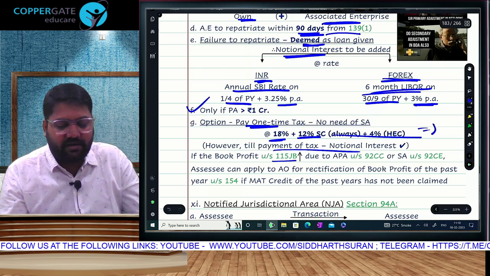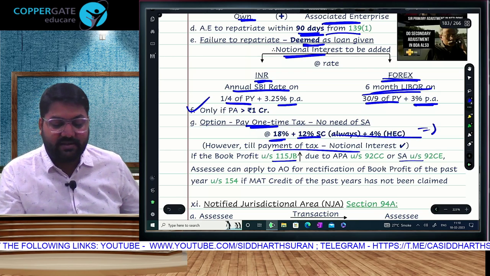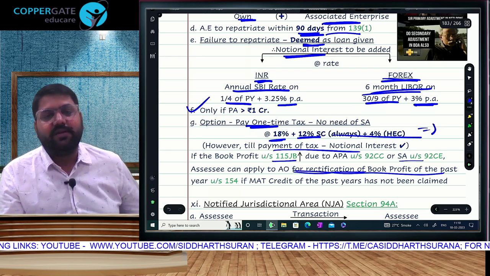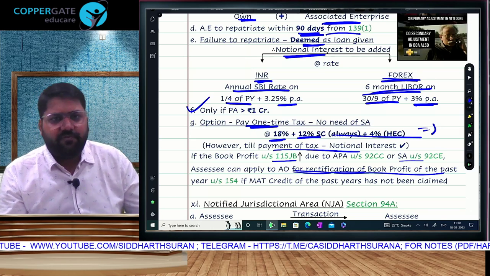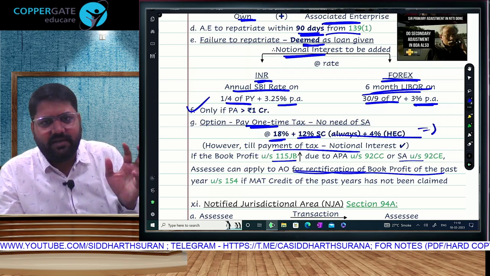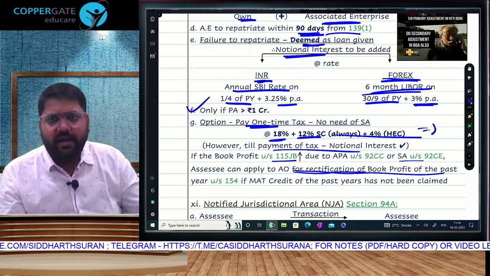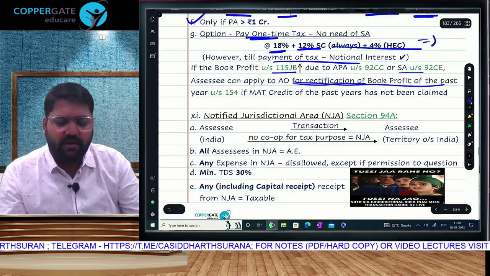Obviously, if book profit under 115JB is increased due to an advance pricing agreement or a secondary adjustment, then the assessing officer can apply to you for rectification of the book profit of the past year under section 154. See, if we are applying APA in a past year and making the secondary adjustment, then book profit has to increase. So, we can get it rectified, obviously, if in the intervening period you have not claimed MAT credit.